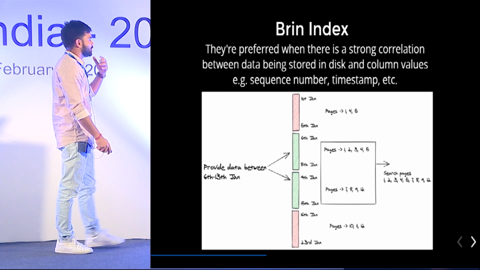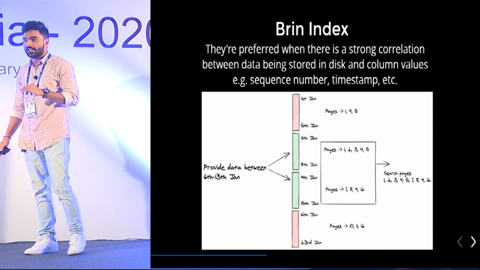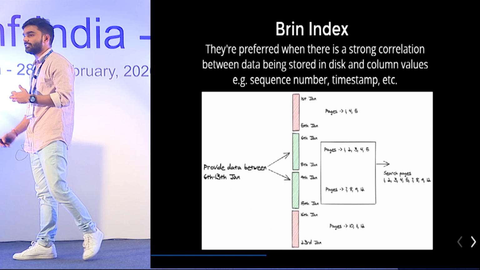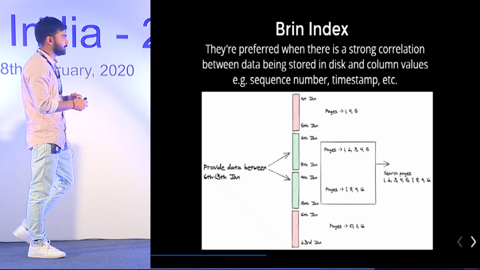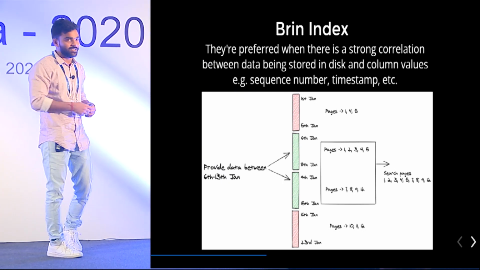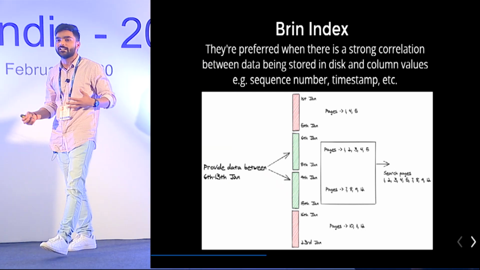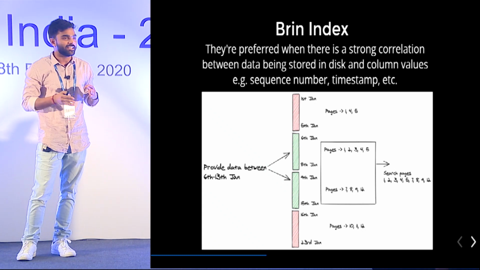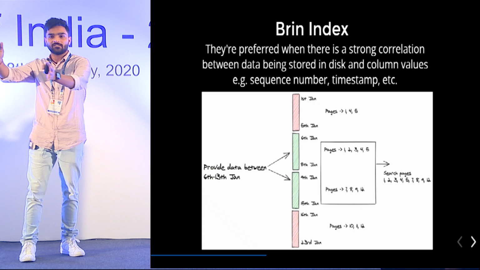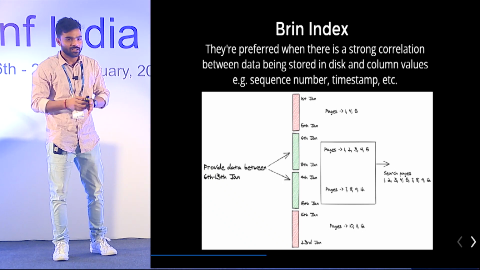So there's a peculiar property about Brin indexes. They are preferred only when there is a strong correlation between the data being stored in the disk and the column values. Examples for that can be sequence numbers, timestamps, order dates, etc. Basically, the idea is that the column that is being indexed should have a physical correlation in how it is being stored in the disk.